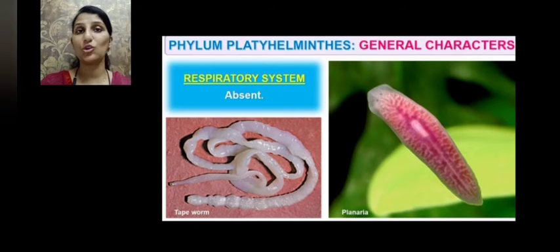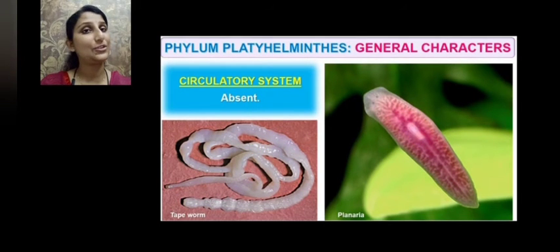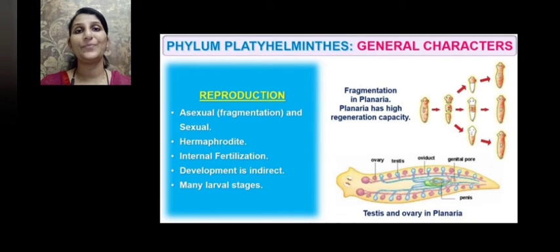And the respiratory system is absent, and the circulatory system is also absent. And reproduction takes place by means of fragmentation. If you remember the asexual reproduction types which we studied in class 10, we would surely have studied fragmentation in planaria. So this is the planaria, which belongs to Platyhelminthes. Planaria divides into different fragments, and each fragment develops into a new individual. So asexual reproduction in planaria is by fragmentation, and planaria comes under Platyhelminthes.